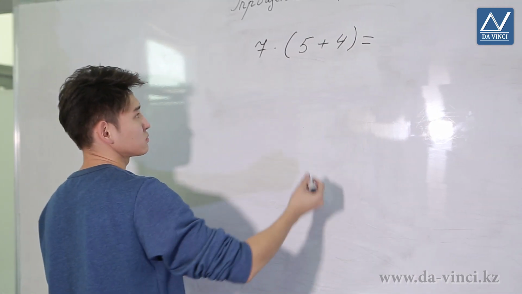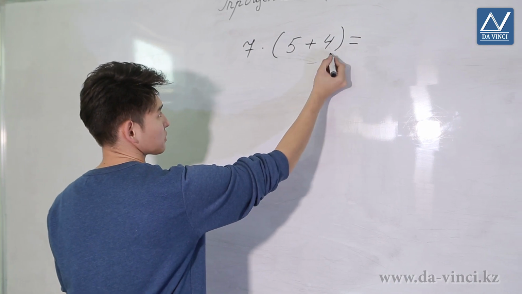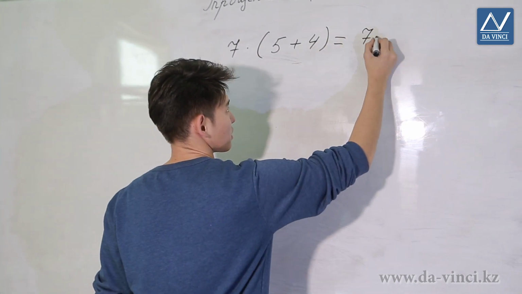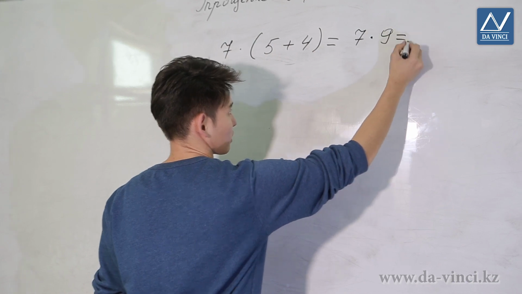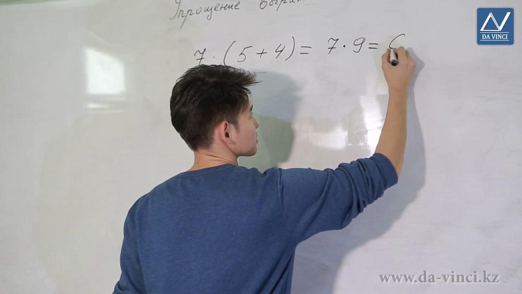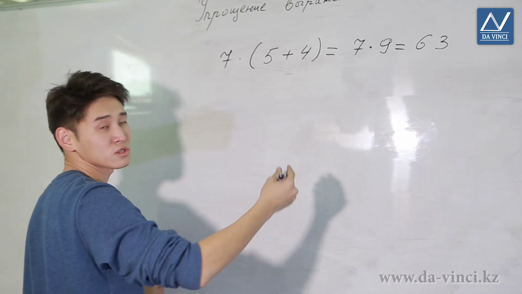As we can see, what will give us 5 plus 4? This will give us the number 9. That is 7 multiplied by 9. And this in turn will give us the number 63. How else can we solve this equation?